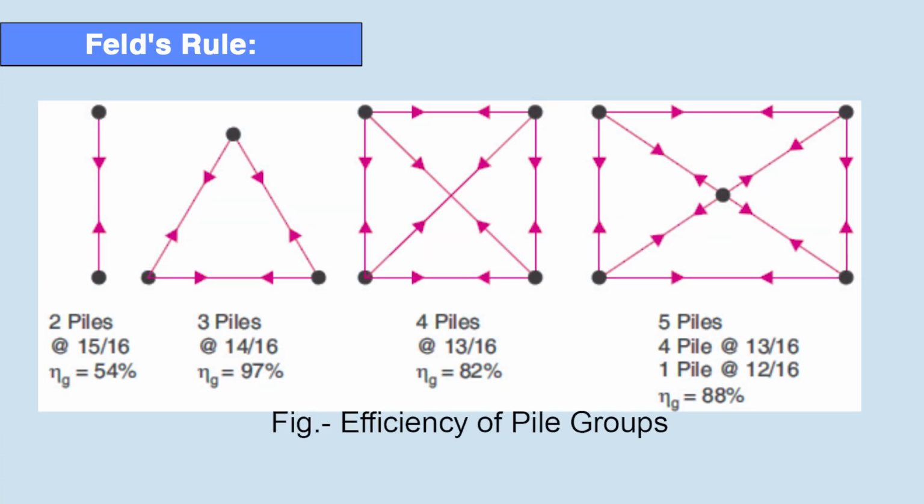According to this rule, the capacity of each pile is reduced by 1/16 due to the influence of the nearest pile in each diagonal or straight row. This reduction applies to the pile in question based on its position within the group.